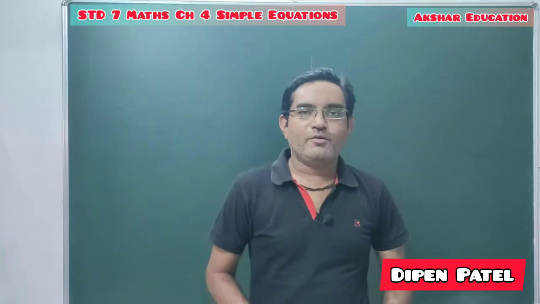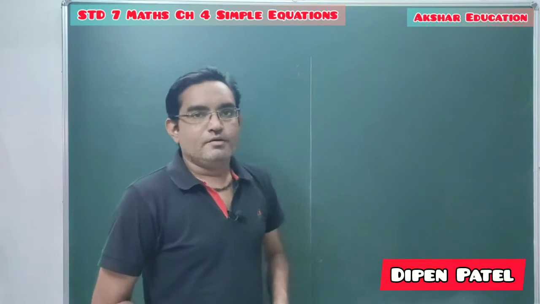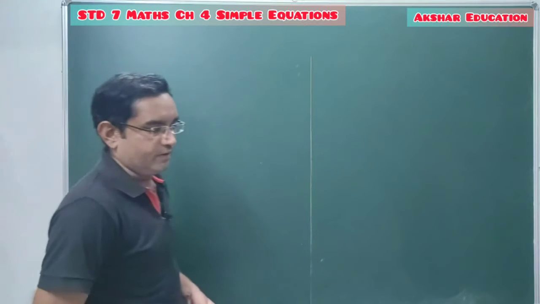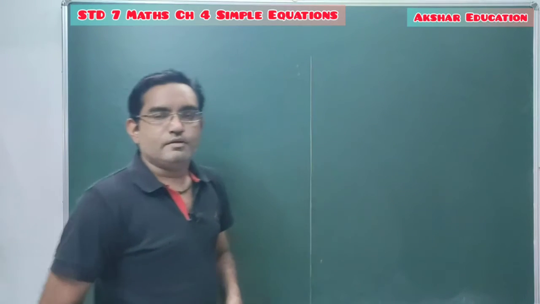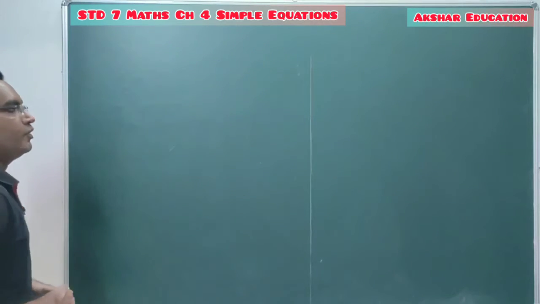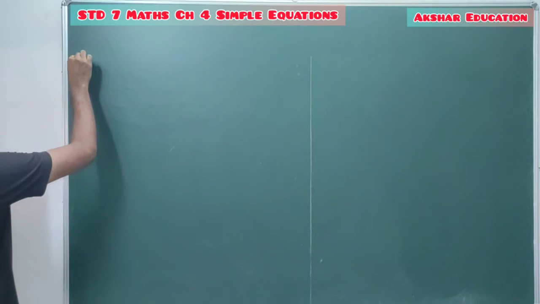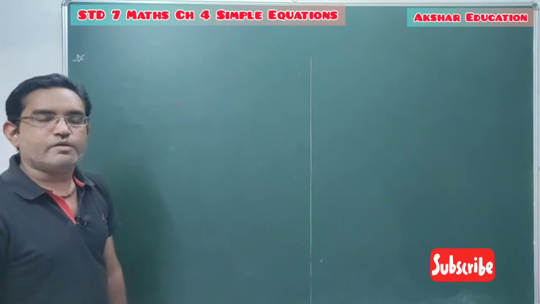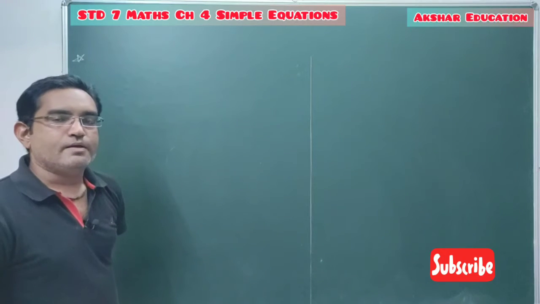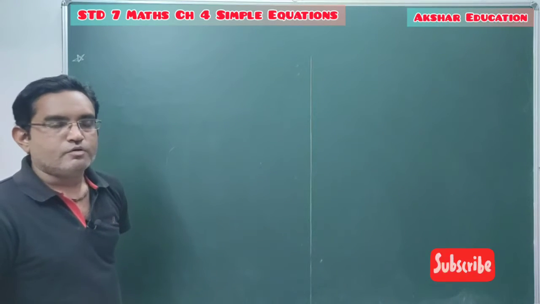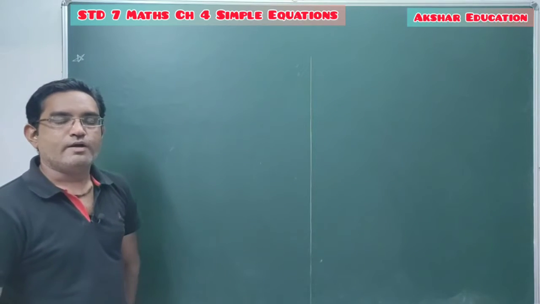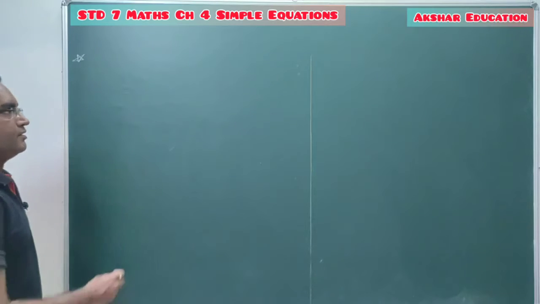In this video we are going to discuss chapter number 4 of standard 7, that is simple equation. The name of the topic is simple equation. So what is a simple equation? To understand the concept of simple equations, we'll start with the basics of mathematics. If we talk about mathematics, there are basically two types of quantities in mathematics.